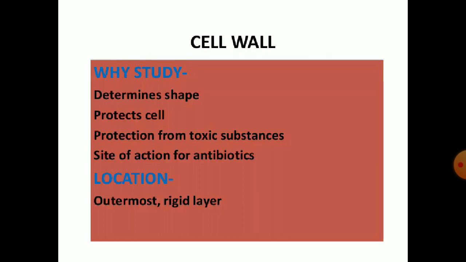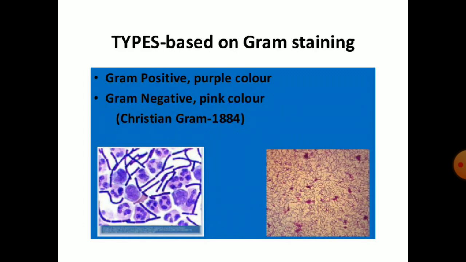We will first study the cell wall. Why study it? It determines shape, protects the cell from toxic substances, and is the site of action for antibiotics. The location of the cell wall is the outermost, rigid layer.